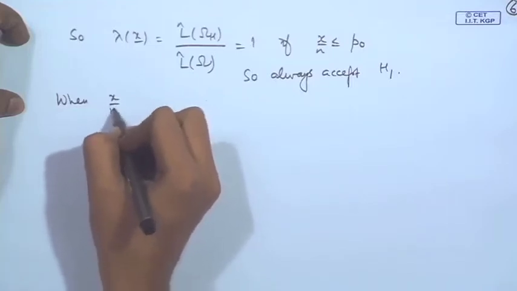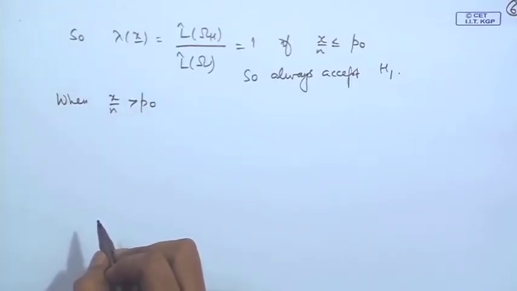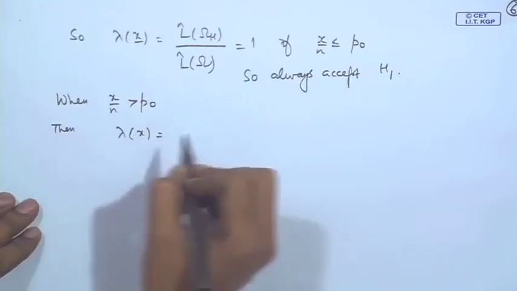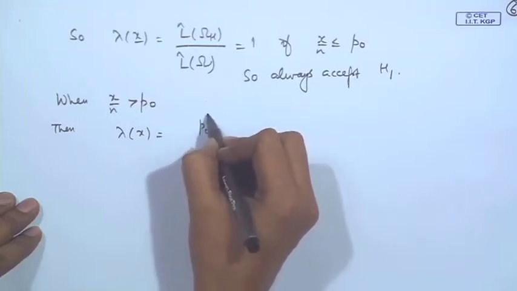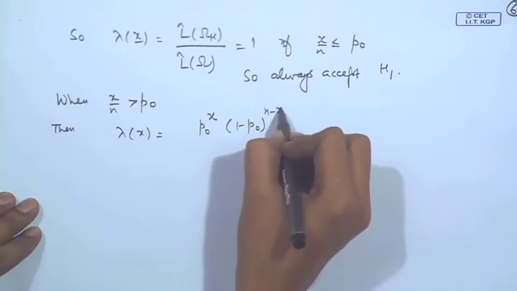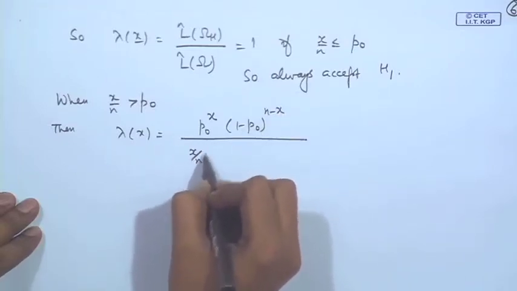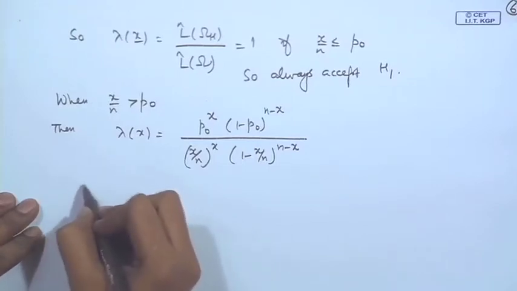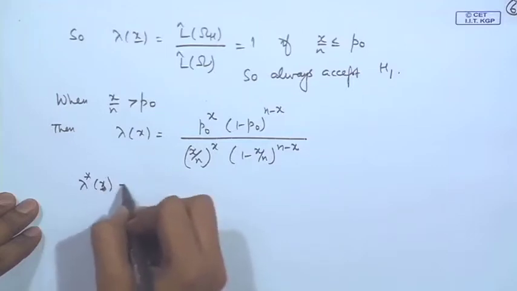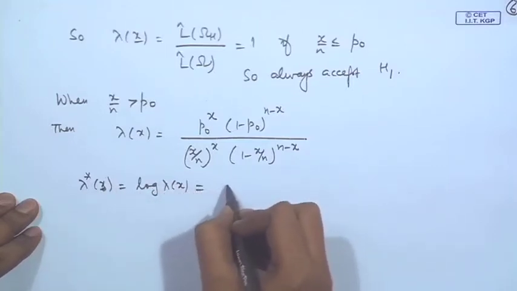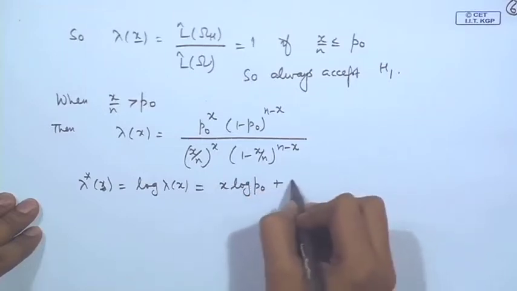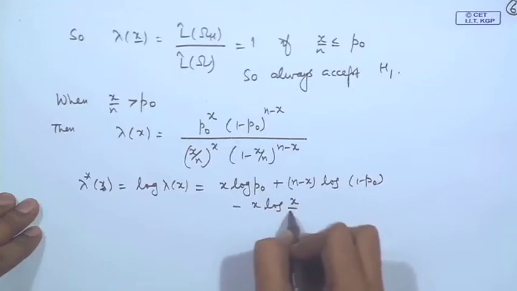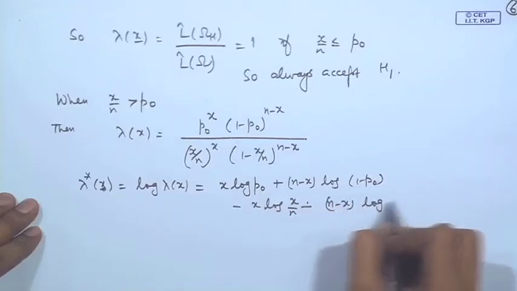Now, when x by n is greater than p naught, in that case, this lambda x will become equal to p naught to the power x, 1 minus p naught to the power n minus x, divided by x by n to the power x, 1 minus x by n to the power n minus x. So, if I look at say lambda star, that is equal to log of lambda x, that is equal to x log of p naught plus n minus x log of 1 minus p naught minus x log x by n minus n minus x log of 1 minus x by n.